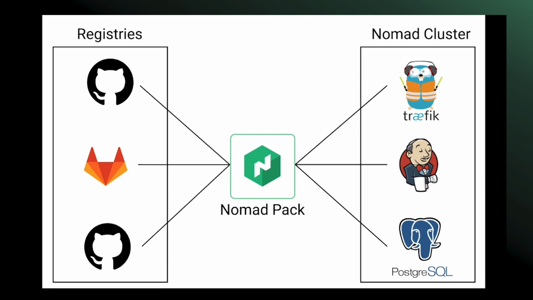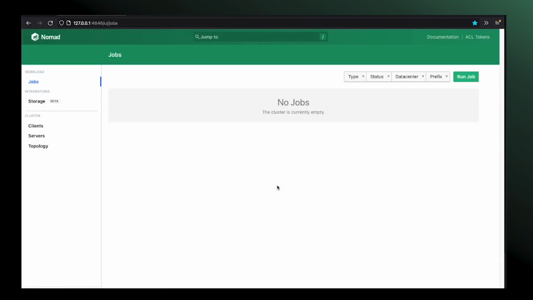So in this example, we have two GitHub repos. One could be public, the other could be private. And a GitLab repo. Nomad Pack will pull these packs down and then send jobs to Nomad, in this case, running Traefik, Jenkins, and Postgres. So let's go quickly over what it looks like using Nomad Pack.